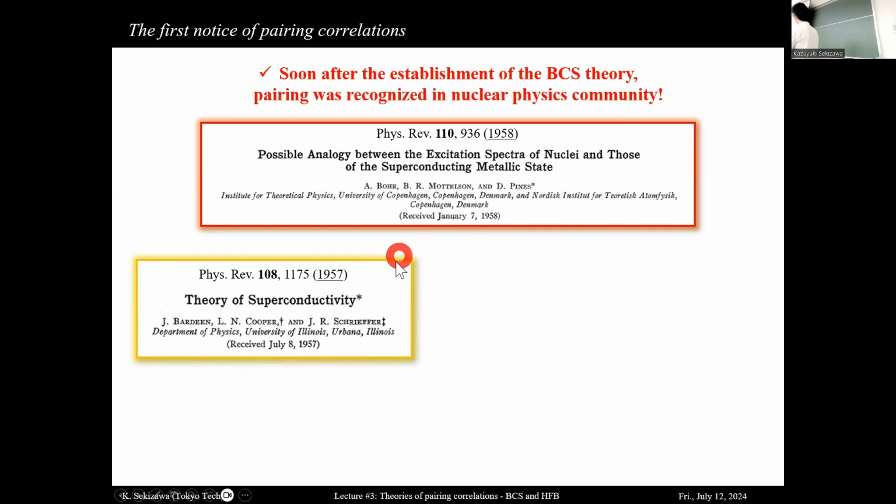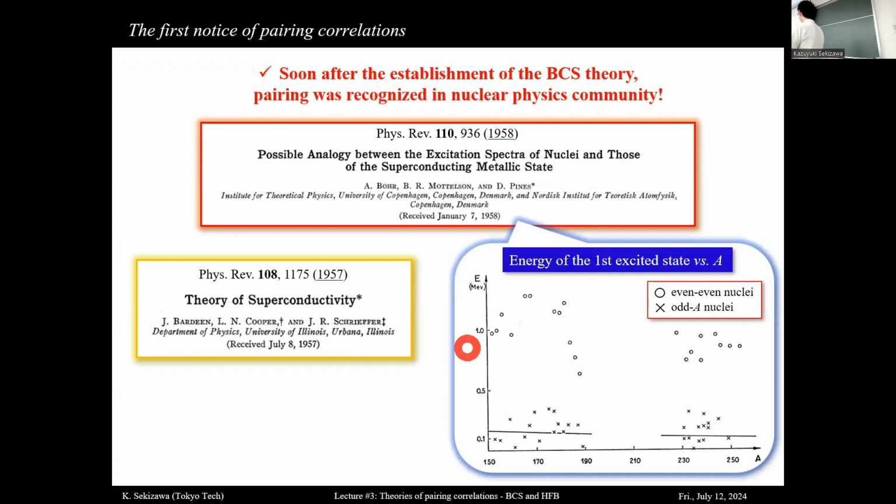these guys, Bohr, Mottelson, Pines, published this paper, the title is Possible Analogy between the Excitation Spectra of Nuclei and Those of the Superconducting Metallic State. They took the idea of superconductivity from this BCS paper and found some similarity in excitation spectra. This figure was taken from this paper, and it shows some peculiar behavior in excitation spectra.